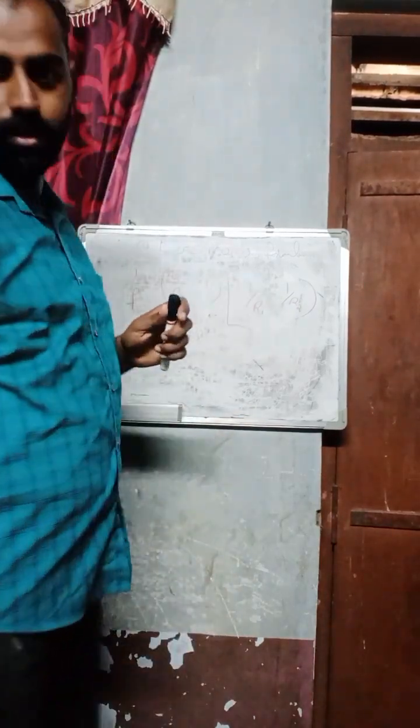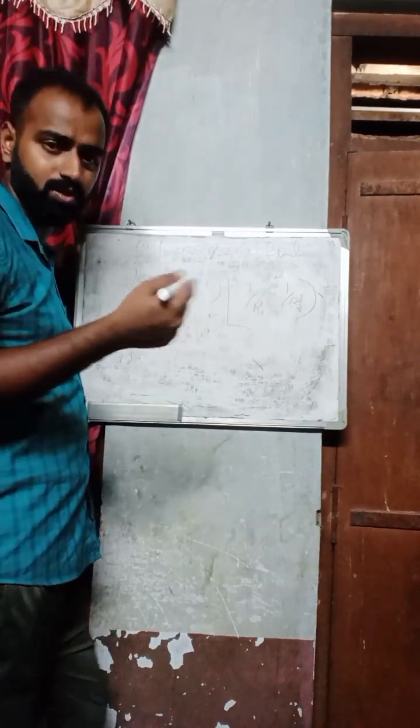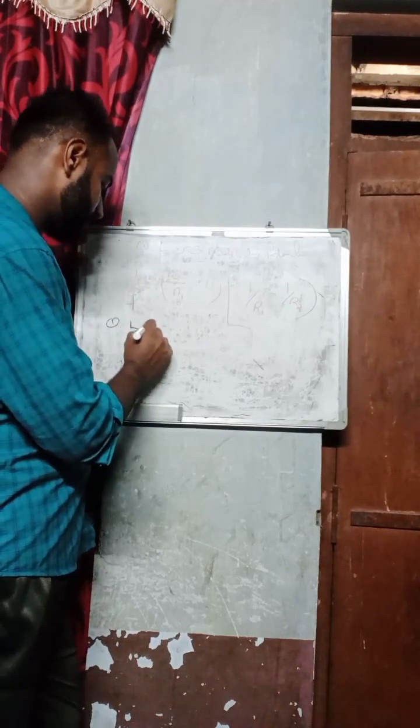Then I will give the equation for magnification. There are two types of magnification we have already studied in the mirror part. One is lateral magnification.